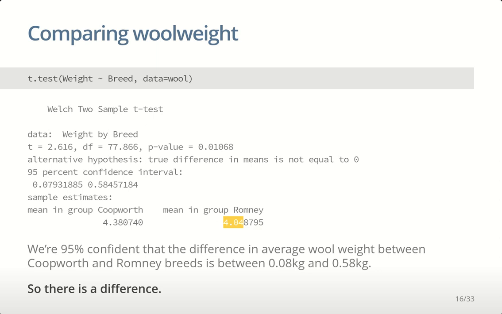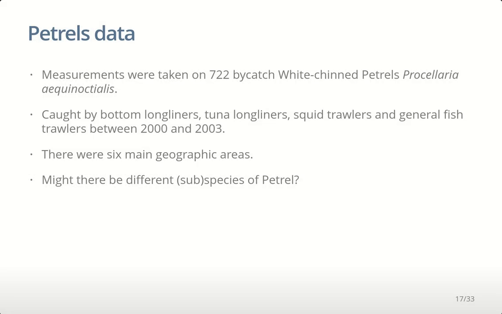Right? Zero is outside that range. So our conclusion would be, well, we're 95% confident that they're not the same, that they're different, and in particular, Coopworths produce more wool than Romneys, rather. I guess they could be larger as well, I suppose.